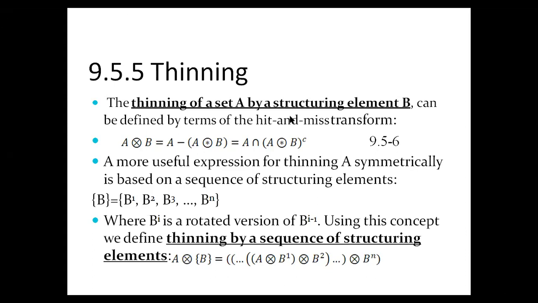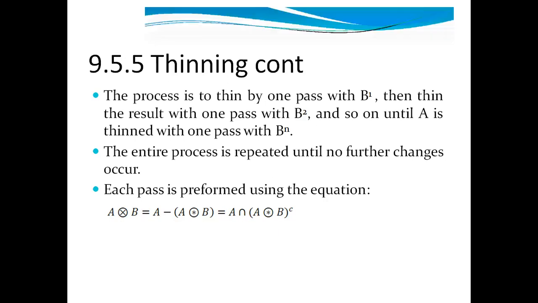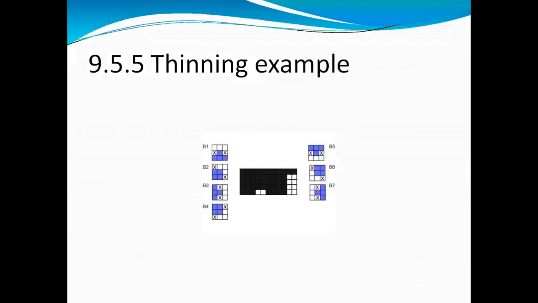The process is to thin A by one pass with B, then thin the result with one pass with the next B, and so on, until A is thinned with one pass with the last B. The entire process is repeated until no further changes occur. It will be performed using those equations.